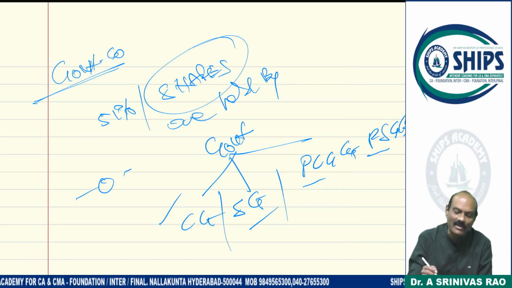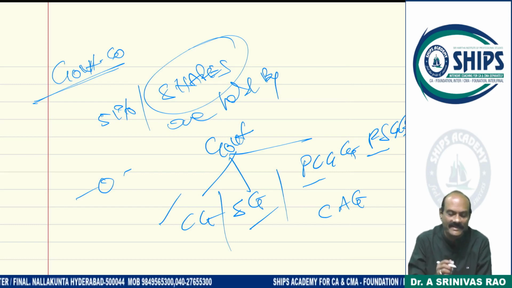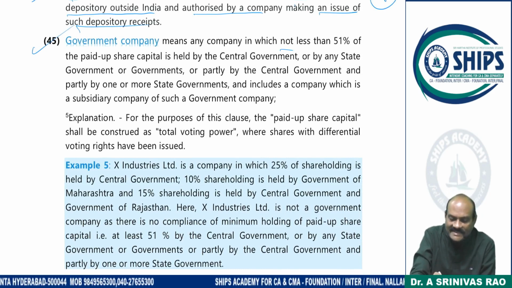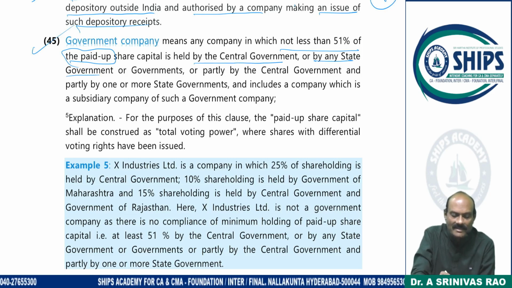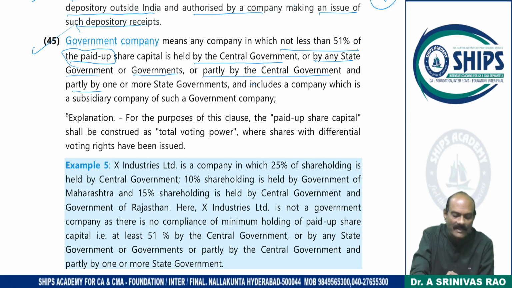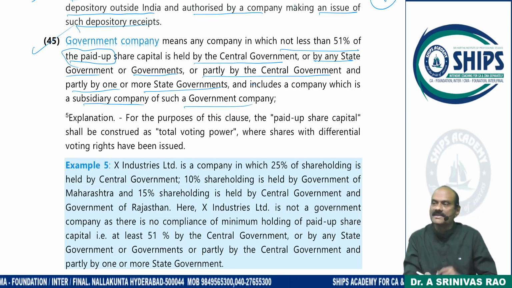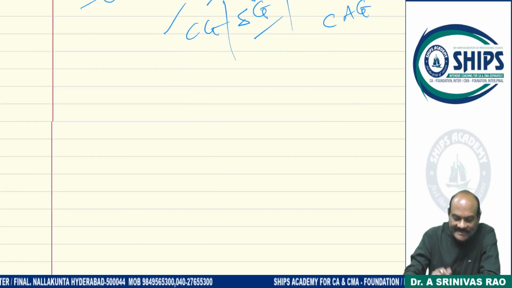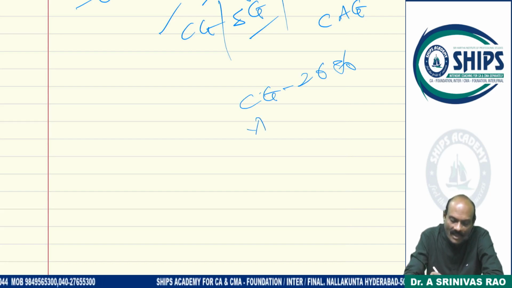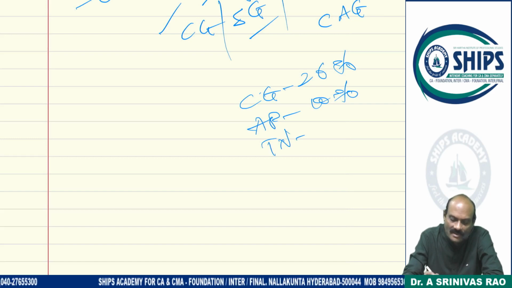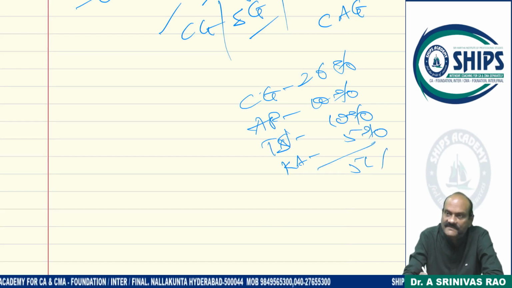No local government is in examination. Important. In case of a government company, auditors are appointed by CAG, Comptroller and Auditor General. The scope of audit is defined by. See here. Not less than 51% of the paid up share capital is held by central government alone or by any state government or governments, or partly by central government or partly by one or more state governments, including such subsidiary company of government company. Allowed. One time one question was asked like this. In a CA Intermediate question paper, central government 26%, Andhra Pradesh 10%, I am changing the words, Telangana state 10%, Karnataka 5%, this is a government company because 51%.